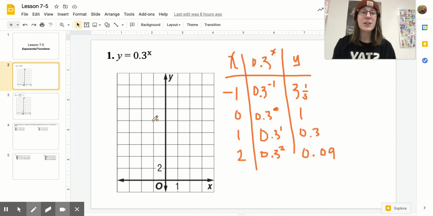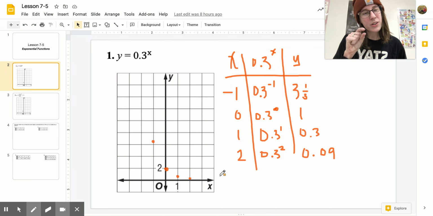And then we can graph it. At -1, our number is 3 1/3. At 0, I'm at 1. At 1, I'm at 0.3, so that's close to a third. At 2, I am at 0.09. So you're getting closer and closer and closer to 0.